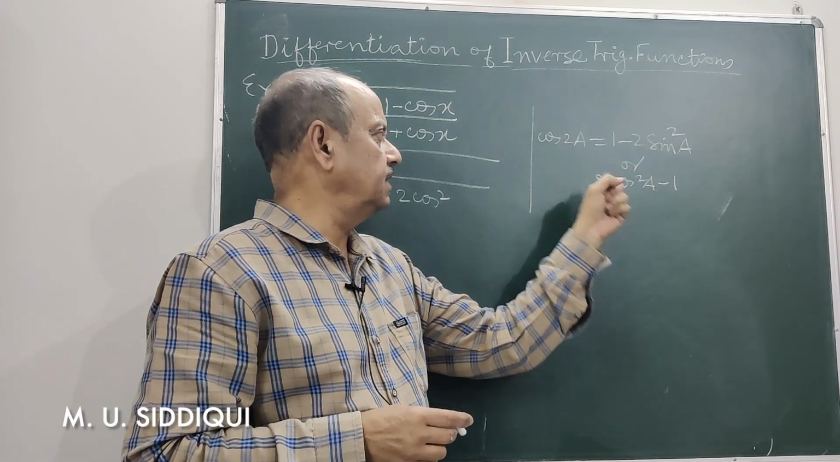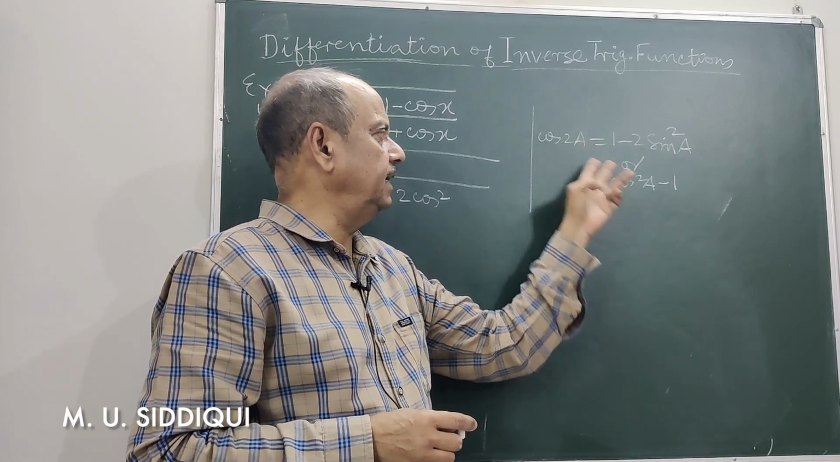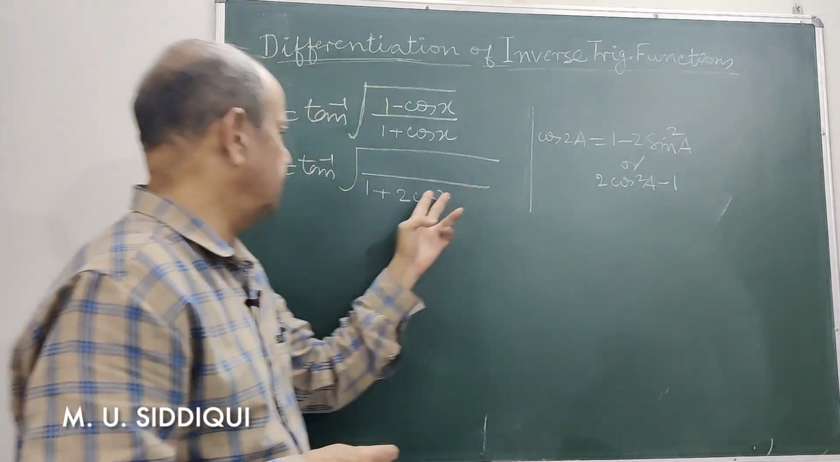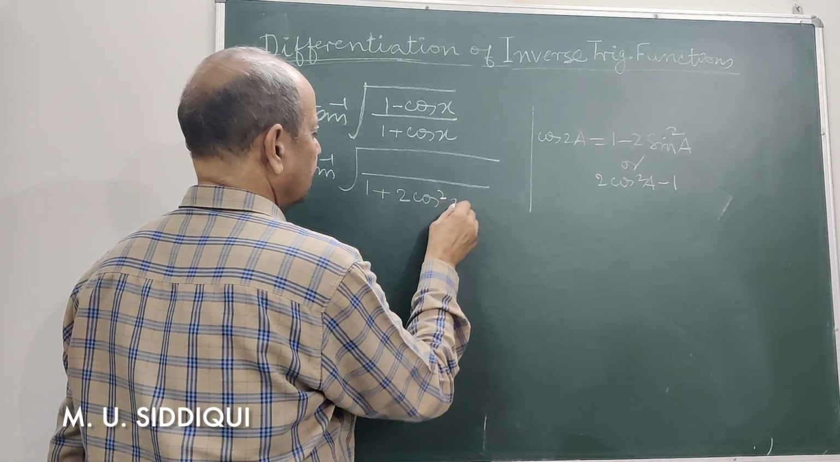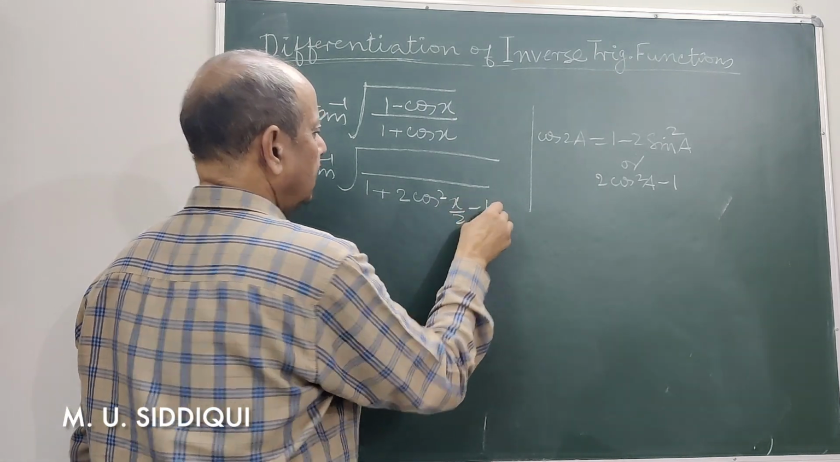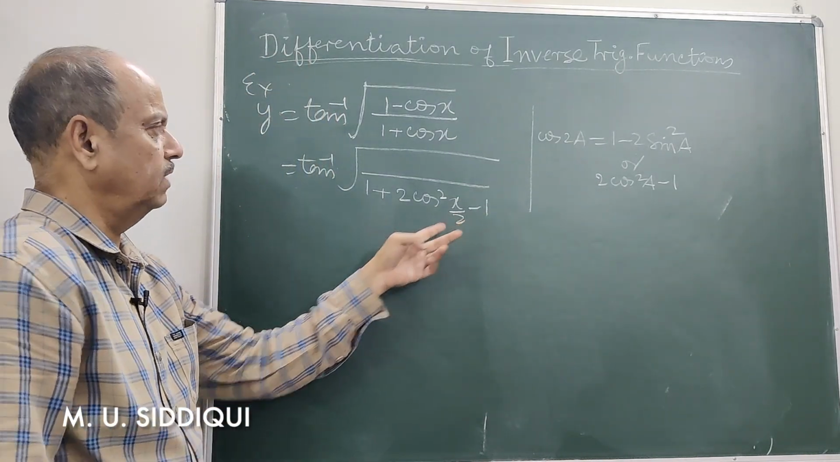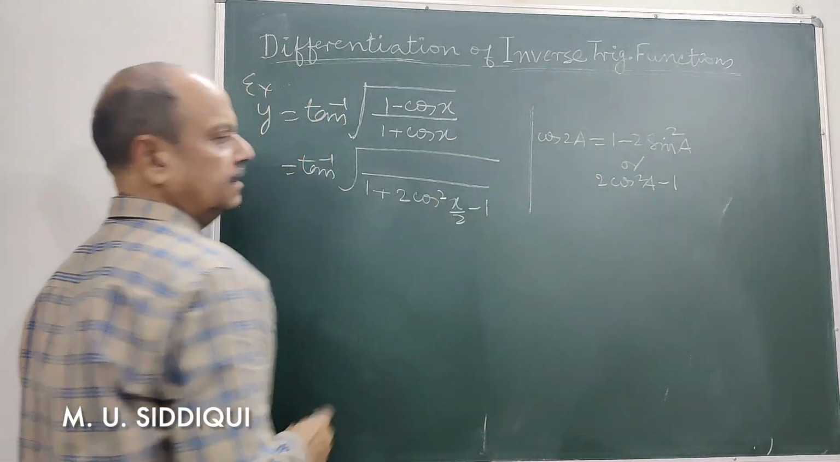Just try to relate. When this was 2a, this is a. If it is say 100 degree, it will be 50 degree. If it is 10 degree, it will become 5 degree. If it is x, it will become half of that. It will become now 2 cos square x upon 2 minus 1. We have used this formula 2 cos square x upon 2 minus 1, because this is half of this angle as it was half of this angle.